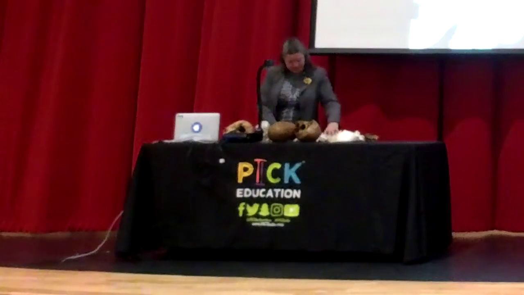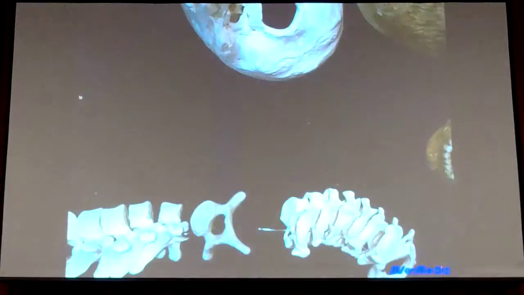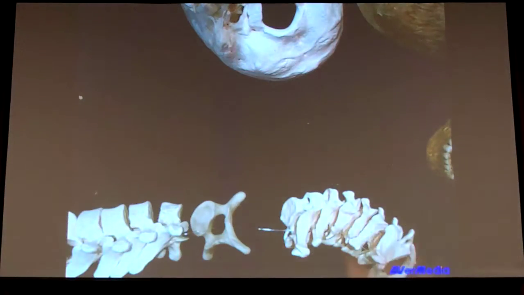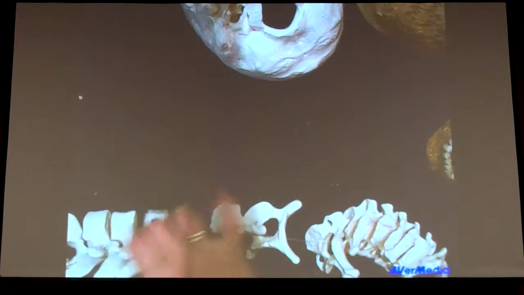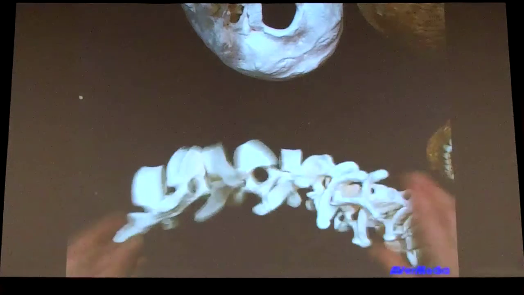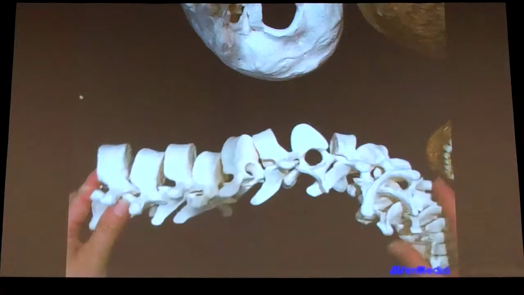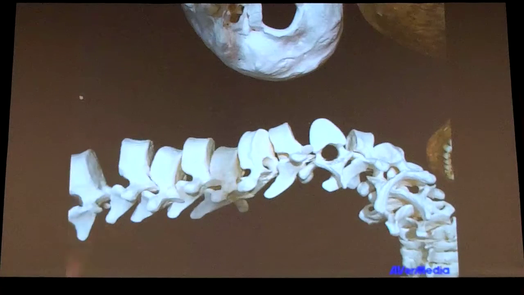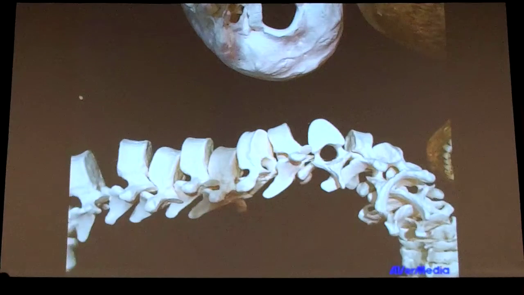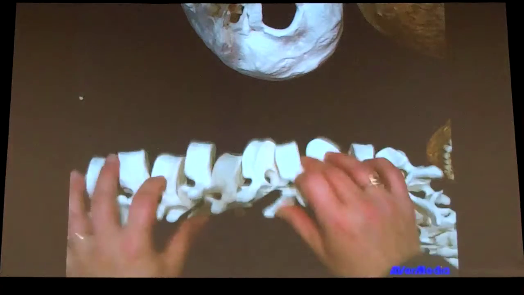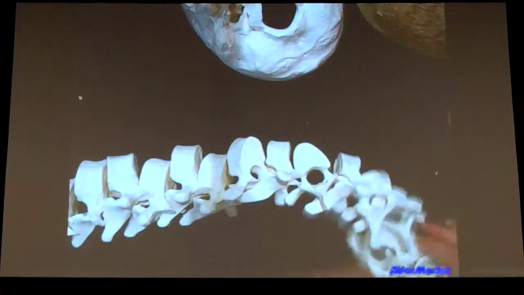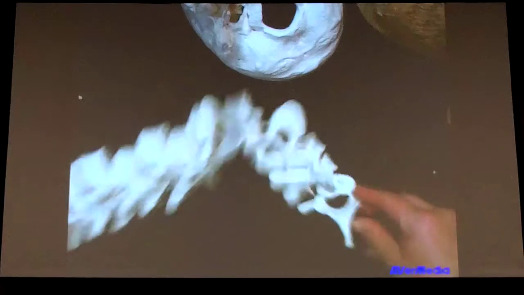Now, these are the bones of the chest region, and we call them thoracic backbones or thoracic vertebrae. So we've got 1, 2, 3, 4, 5, 6, 7, 8, 9, 10, 11, 12. And that's the end of them. And these bones really change in shape as we go from the first ones to the last ones. I'm going to try and get them all in here so you can see them all.